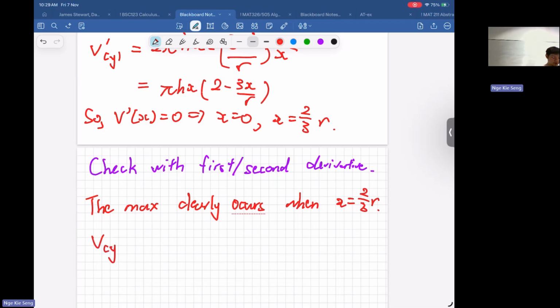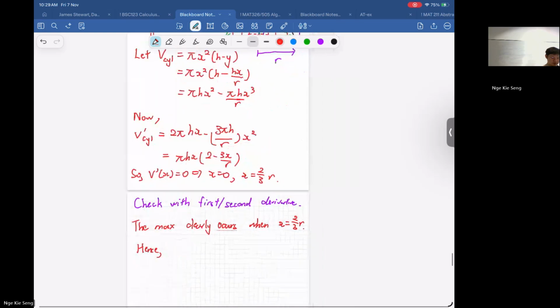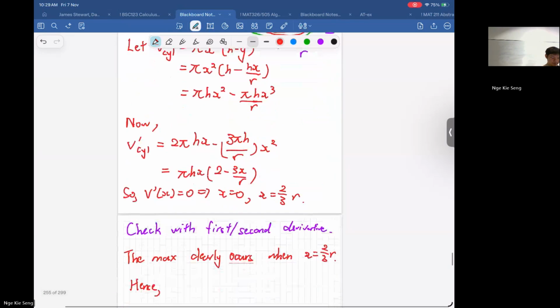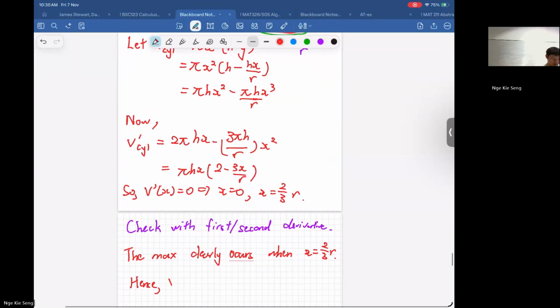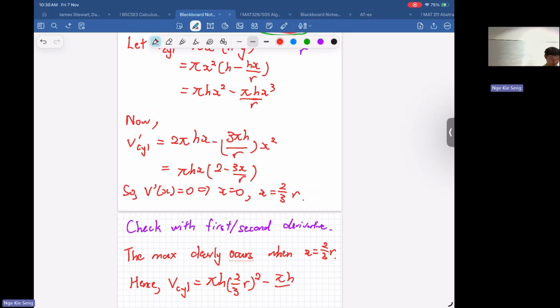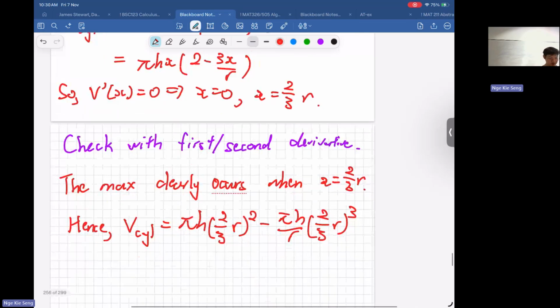So if you substitute it back, hence V cylinder is equal to pi times h over r times r squared, and 2/3 of r cubed. So all together you get 4/27 pi r squared h.